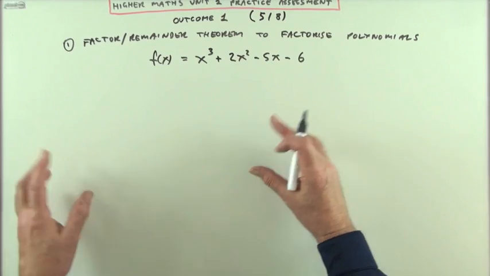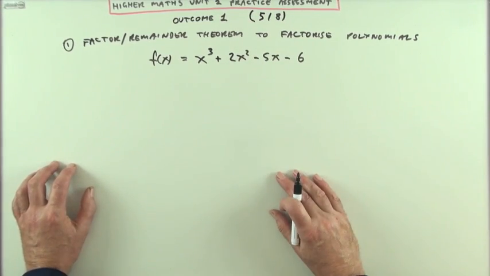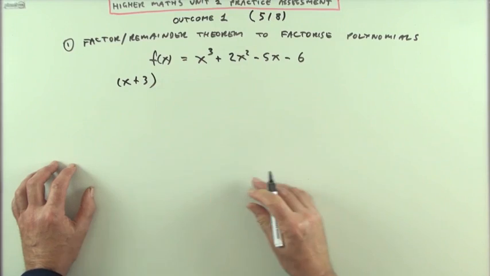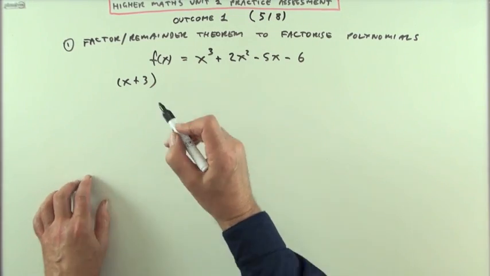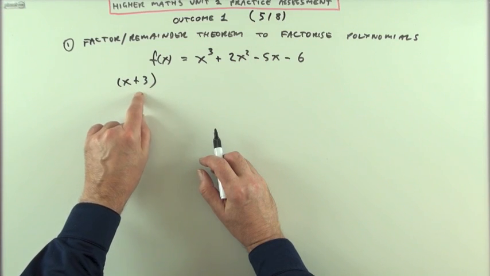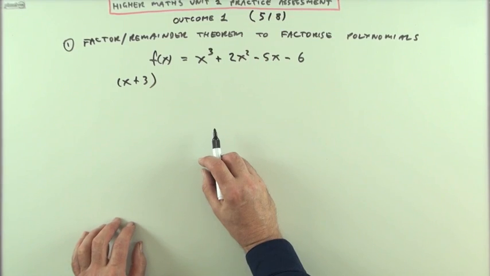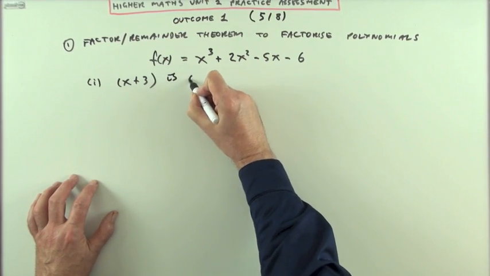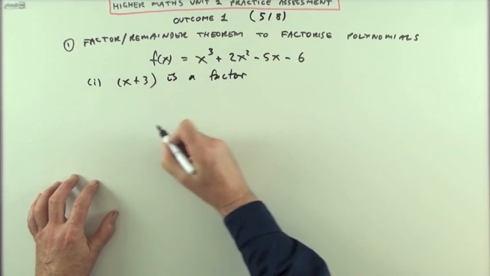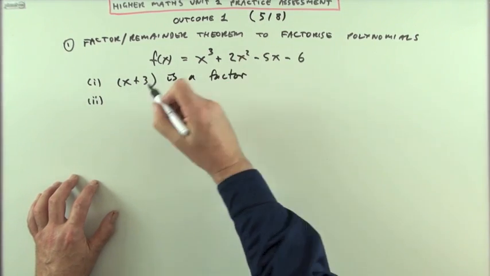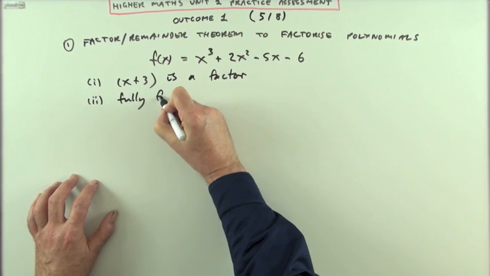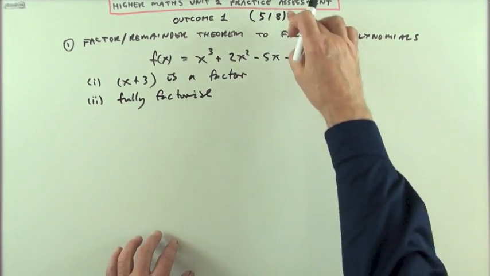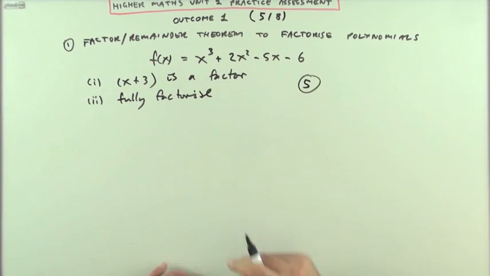So in this case here, the question would be, here's a polynomial. This x plus 3 is one of the factors. So the 2 parts of the question will be, first of all, show that that is in fact a factor, and then secondly, factorise it fully. So the first part would be, show that is a factor, and the second part will be, factorise fully. And this is for 5 of those 8 marks. So there's 5 marks available here.